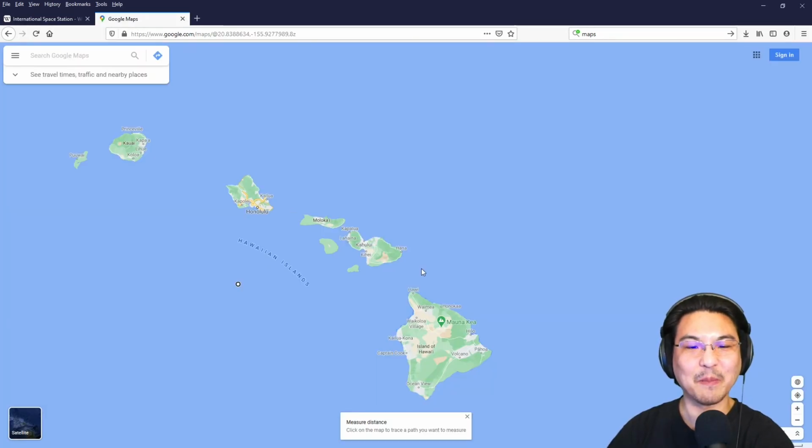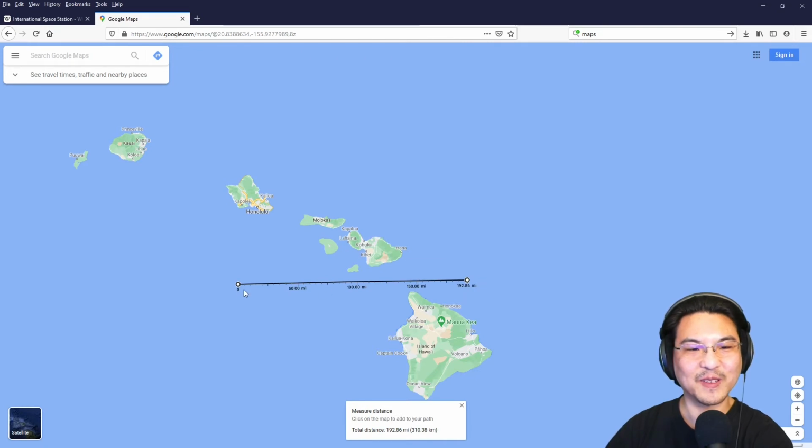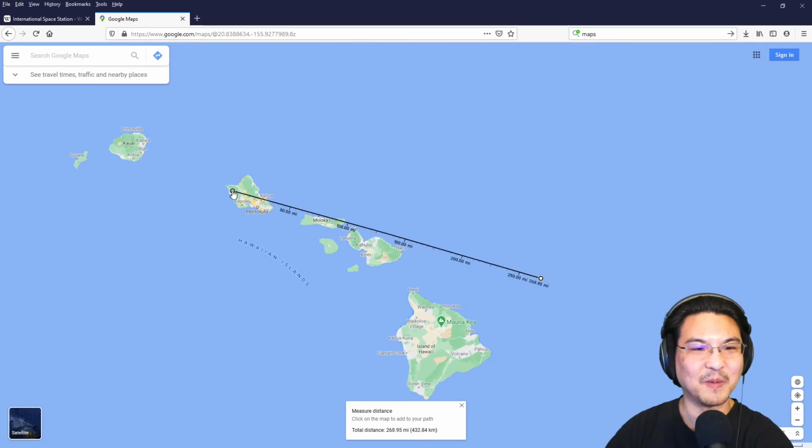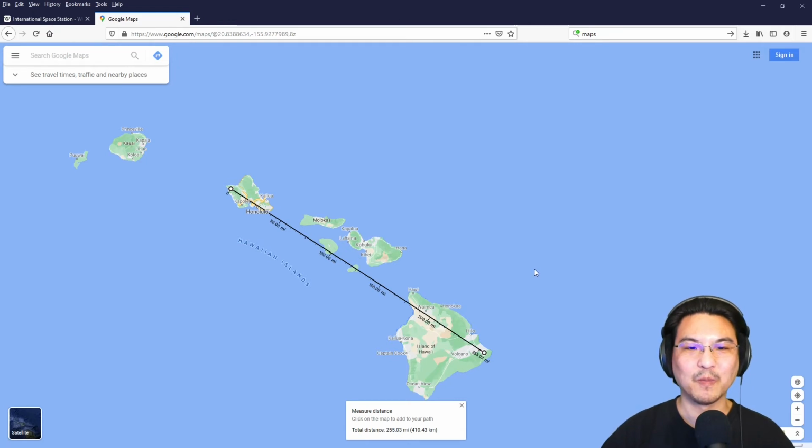So let's take a look at a map here. We're looking for 255 miles, 410 kilometers, and you can try this yourself. Right here, this is already 200. Here, this is 410 kilometers. If you look at the reading right here, that's how far away the space station is. Let me maybe go from Waianae to Hilo. No, a little bit more. There, 410 kilometers. That's how far away the space station is from the Earth.